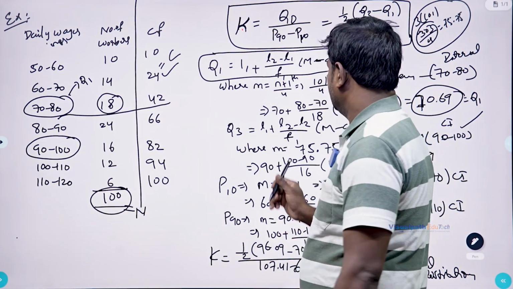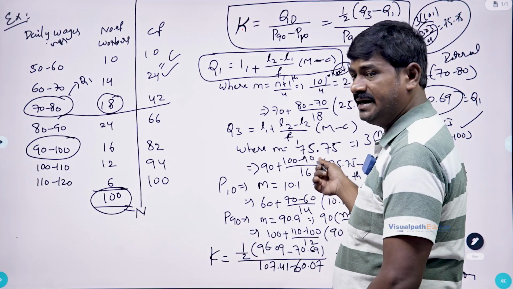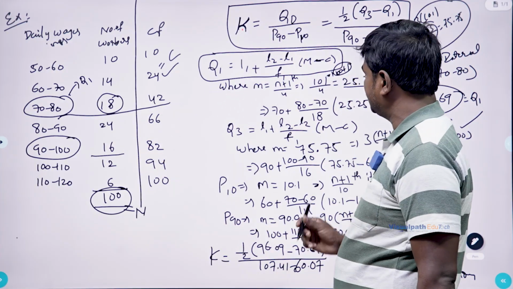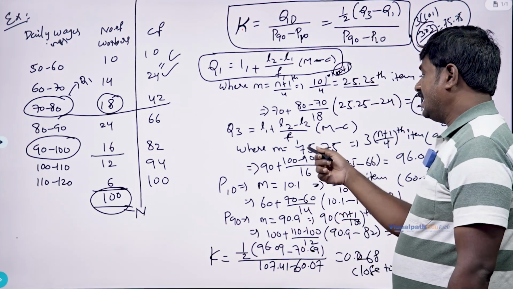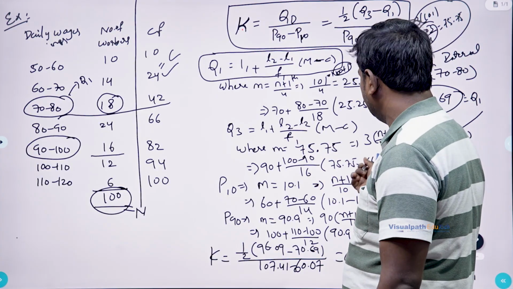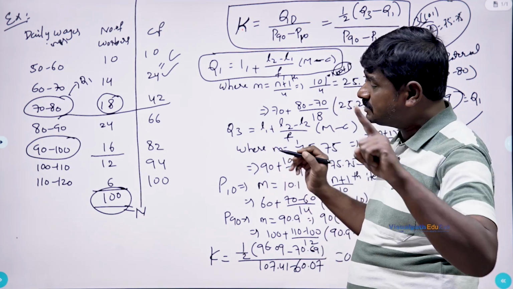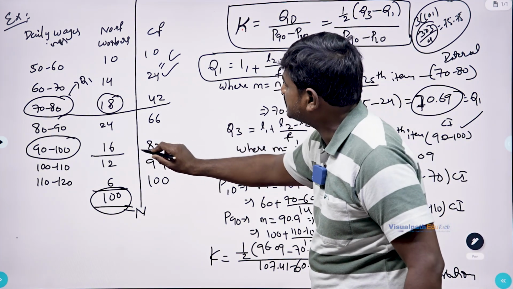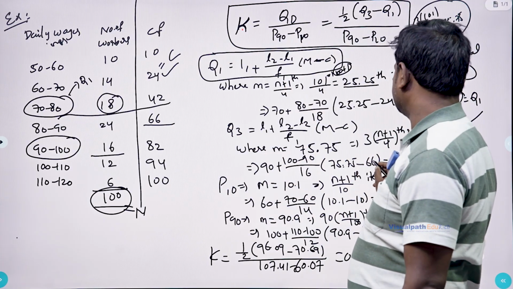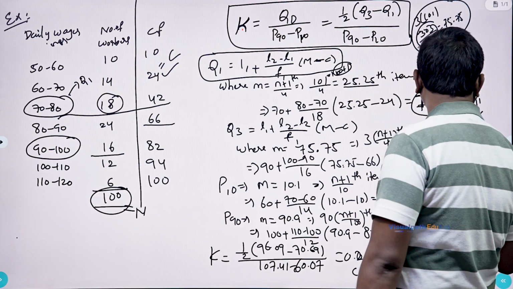Here it is 90, the lower limit, plus (100, the upper limit of the class interval, minus 90, the lower limit) by the corresponding frequency of the selected interval, that is 16, into (M value, which we already found as the 3 into (n plus 1) by 4th item, that is 75.75, minus the cumulative frequency preceding the selected class). What is the cumulative frequency preceding it? 66. Then 75.75 minus 66, and on the whole the value will be 96.09. This is equal to Q3.